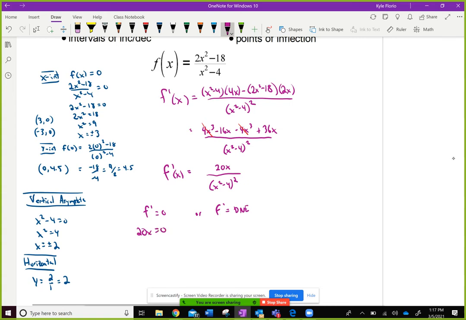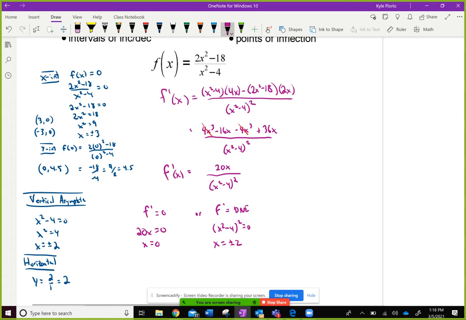So 20x equals 0 when x equals 0. And it doesn't exist when the denominator equals 0, which we already know is plus or minus 2. Those are not critical points, even though the derivative doesn't exist there. Why are they not critical points? We haven't done any signs. And you don't need to have sign change to be a critical point. To be a critical point, the derivative needs to either be 0 or not exist, but the function has to exist at those points.